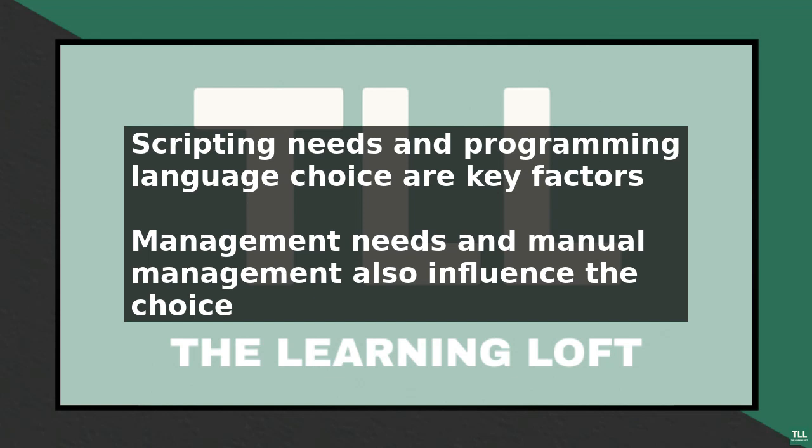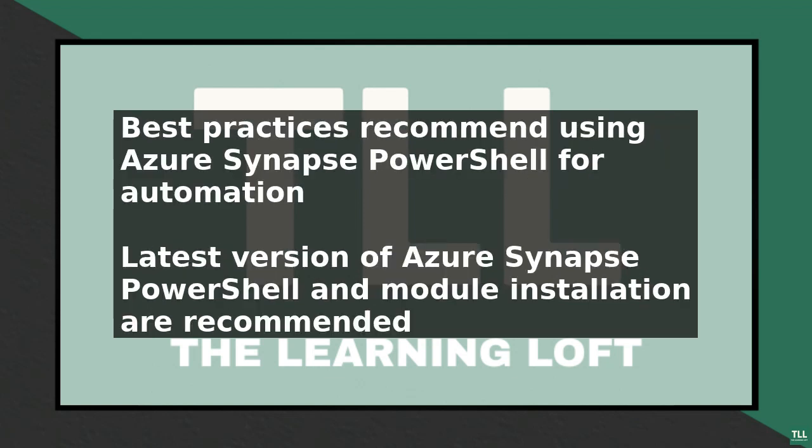Additionally, it is recommended to use the latest version of Azure Synapse PowerShell and to install the Azure Synapse Analytics module for PowerShell. To get started with Azure Synapse PowerShell, you need to install the Azure Synapse Analytics module for PowerShell. You can install the module by running the Install-Module cmdlet. Once the module is installed, you can use the Azure Synapse PowerShell cmdlets to manage your Azure Synapse Analytics resources.